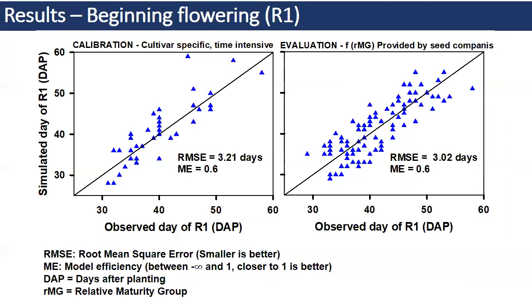These are some results for prediction of model simulations. We have in the x-axis the observed date of R1, and in the y-axis the simulated day of R1, both in days after planting. We also have the one-to-one line that will help us visualize results. We also evaluated model performance using root mean square error and model efficiency, which is a statistic that shows if the model is more efficient in predicting results than if we were going to use the average of the environment. This value ranges from minus infinity to 1, with values closer to 1 being ideal.